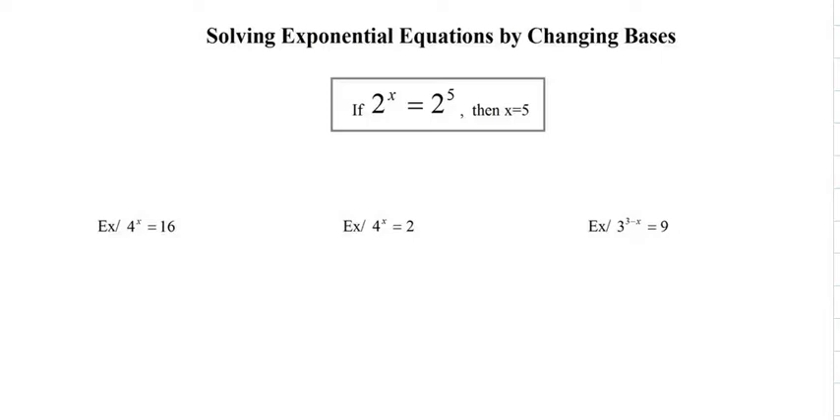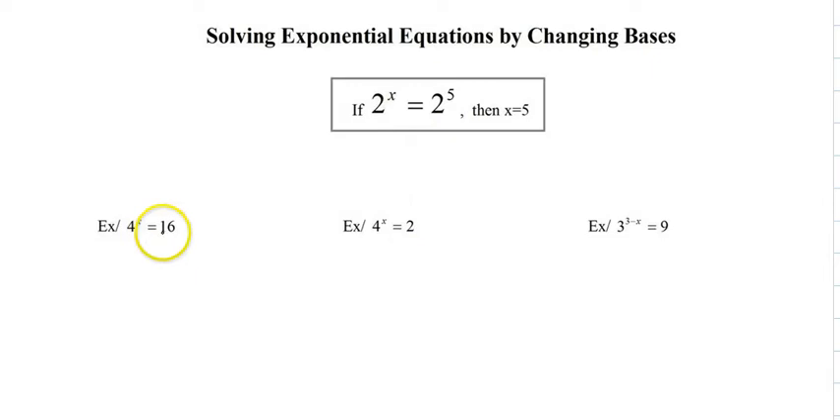It's just solving exponential equations, but using change of base. So if you notice that the bases are the same for an exponential equation, then that means the exponents have to be equal. So if 2 equals 2, then x has to equal 5. It has to be 5. That's the only way for this to work.